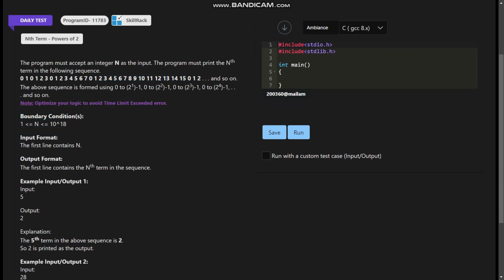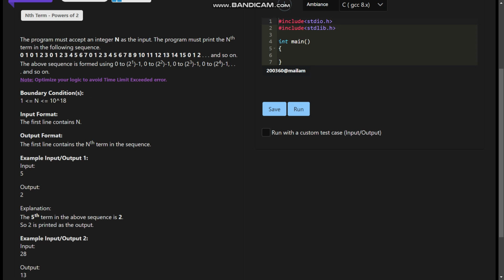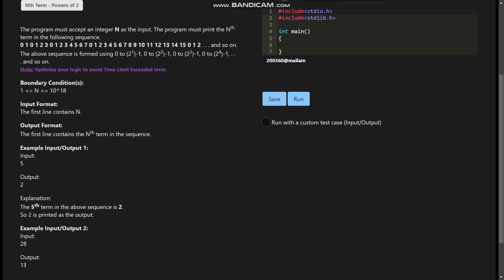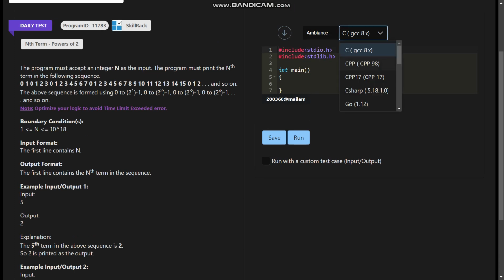Optimize your logic to avoid time limit exceeded error. The boundary condition is 1 to 10 power 18. If you're using C or Java, use long integer. In Python, there is no restriction as the default integer holds the maximum value range. Okay, let's go with Python.